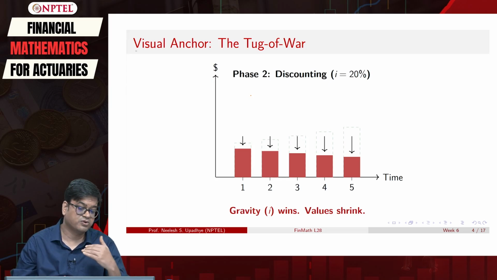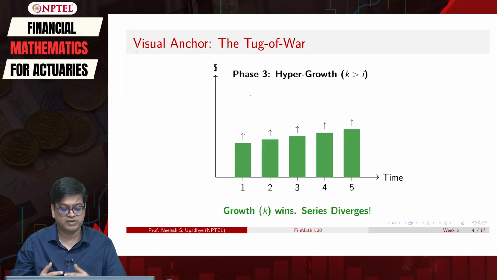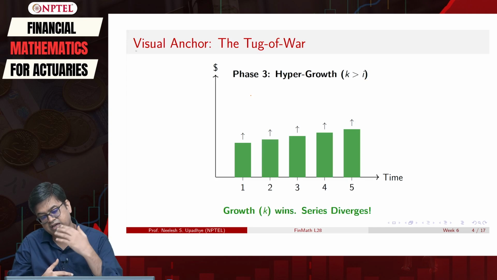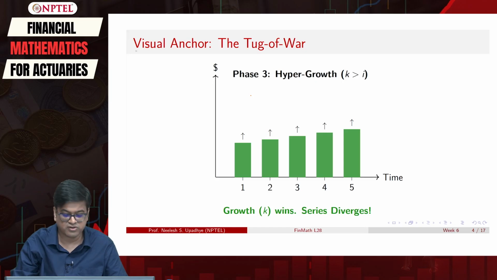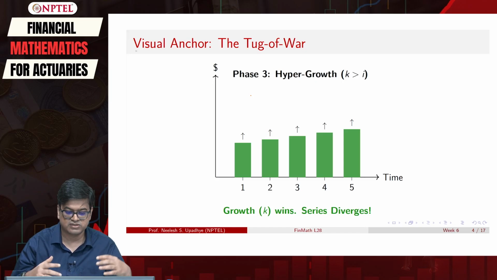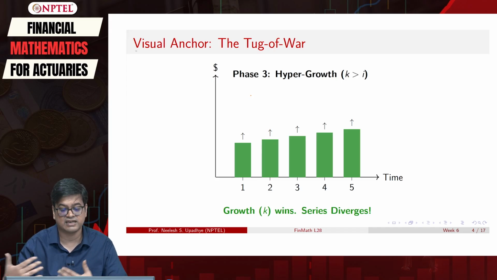What if my growth is higher than the discounting that is happening? In such cases, the growth will win, and therefore the final series will actually go to infinity. We call that the series diverges. So, the actual series will grow to infinity, which is the most lovable situation if you are earning a salary in this form. However, this is not a good situation for employers.